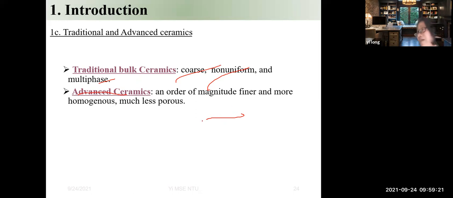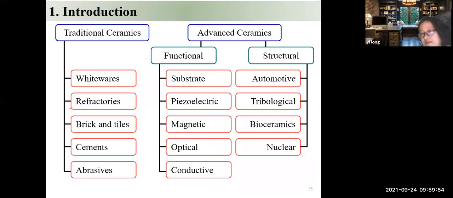So in one word, what are advanced ceramics? They are much more controlled. Your morphology is much finer, much more homogeneous, much more uniform, and the porosity is much more controlled. Okay, so these are the advanced ceramics. Obviously it's more difficult. If you work in industry as an engineer, the job is to control the process and make your materials perfect. Okay, so advanced ceramics, these are the names.